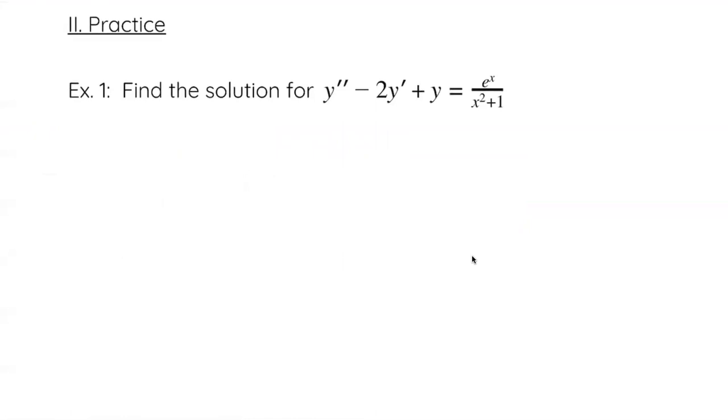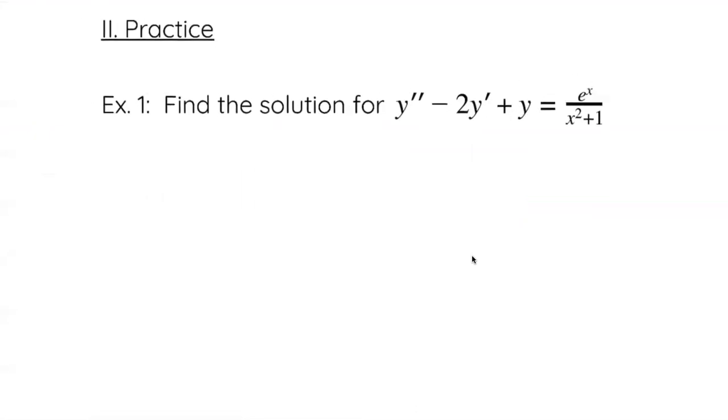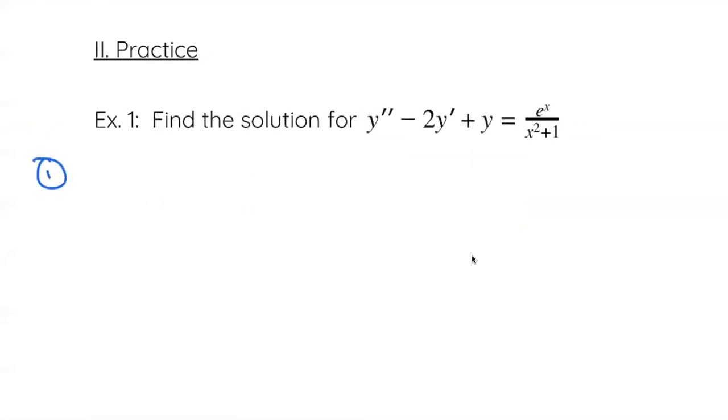Practice number 1: find the solution for y double prime minus 2y prime plus y equals e to the x over x squared plus 1. We're going to begin by finding the y sub c. Finding y sub c will allow us to find the y1, y2 that we're going to need for our Wronskian. We're going to solve this associated homogeneous differential equation using our characteristic equation.